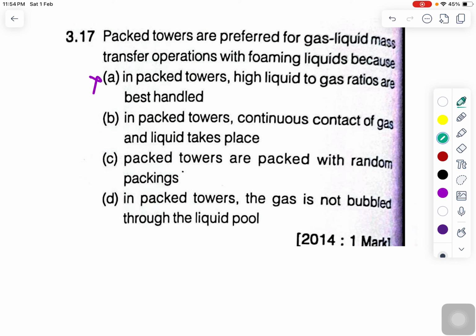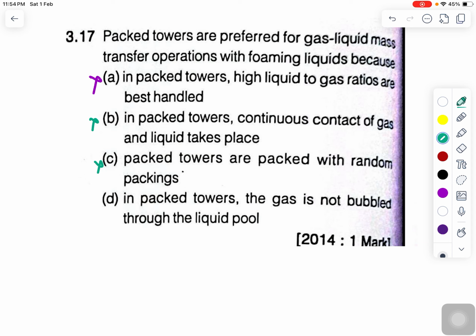In packed tower, continuous contact of gas and liquid takes place. Again, continuous contact is taking place, but it's not like the way continuous contacting is taking place between gas and liquid in tray tower. This is also wrong. Packed towers are packed with the random packing. No, it is not like that. There are different kinds of packing that also exist. That's why this is not universally correct.